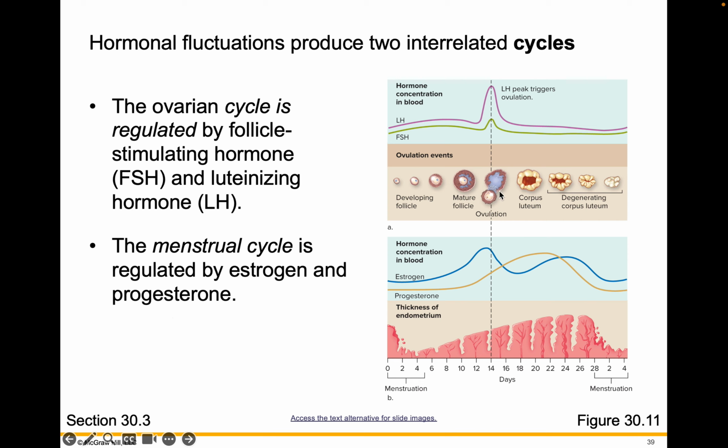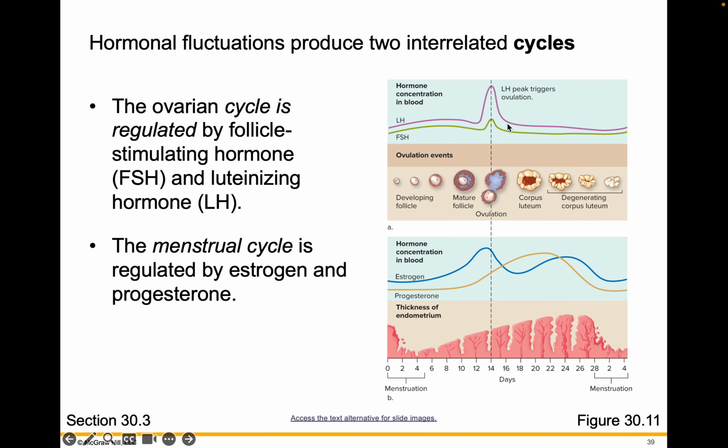During these different events, so these different parts of egg development, right? We start with developing follicles. We have low levels of LH and FSH. As those mature and ovulation approaches, luteinizing hormone and follicle-stimulating hormone spike. And this peak in luteinizing hormone is what triggers ovulation.